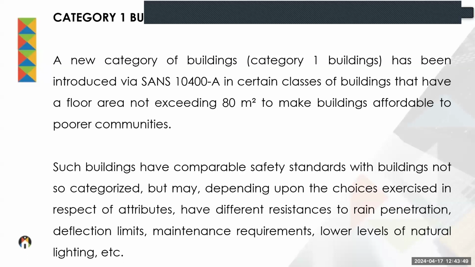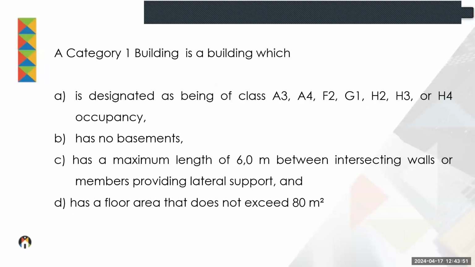Now, a Category 1 building is a building designated as the following occupancy classes: A3, which is education; A4, which is worship; F2, small shops; G1, offices; H2, dormitories; H3, residential buildings; H4, dwellings. You cannot have a Category 1 building in any of the other building occupancies, it's only those 1, 2, 3, 4, 5, 6, 7, if I count correctly, that can have a Category 1 building.